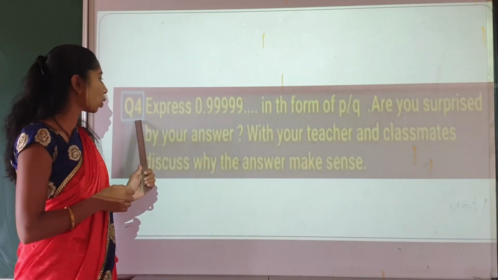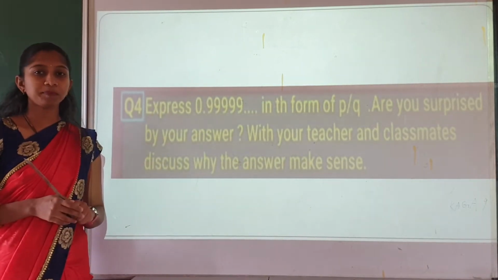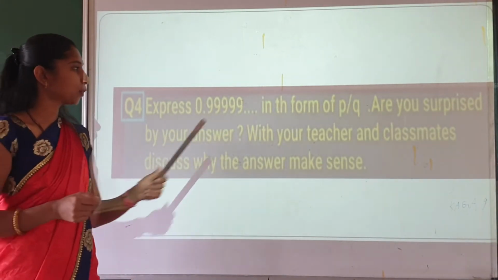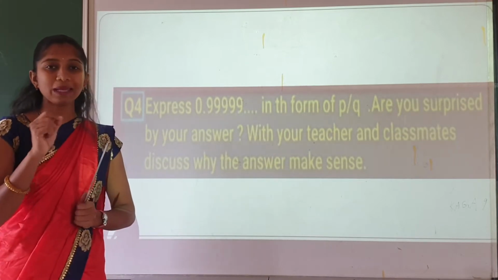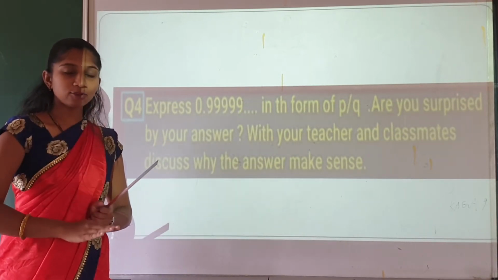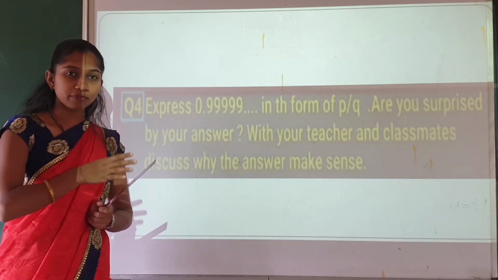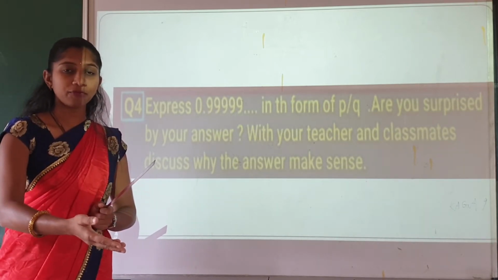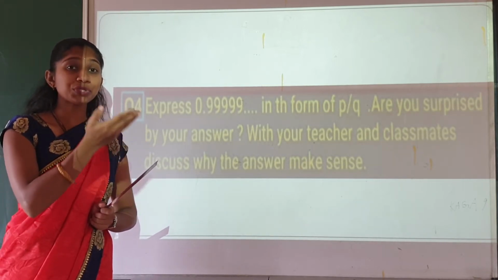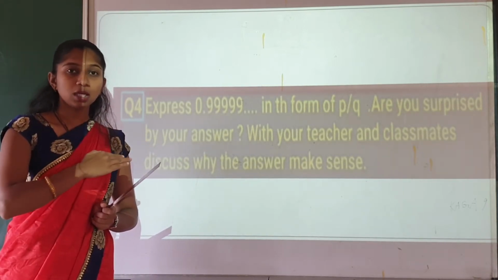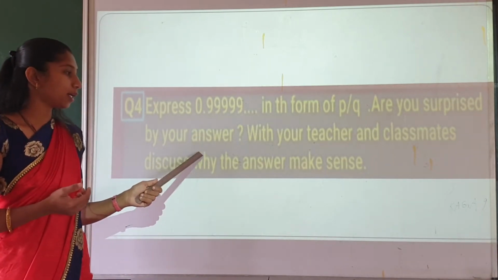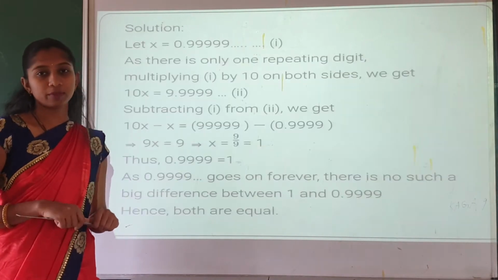Next, come to the fourth problem here. What is the fourth problem? Express 0.999 into the form p by q. Nothing but in this problem also we have to convert the decimal expansion of a number into the rational number form. It means the same procedure used in question number 3 is to be used here also. Okay, let's solve the problem here.